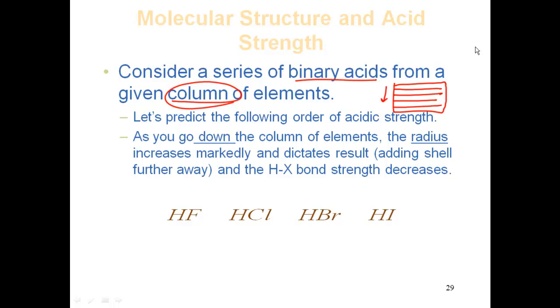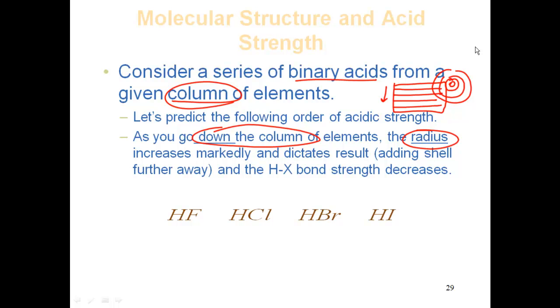Well, electronegativity is not changing as much going down the periodic table. It changes by a smaller increment compared to the size that you get by adding a whole shell every time you go down, following a column. You're just getting bigger as you go down that periodic table. So what's going to matter going down the column is that radius. It's increasing markedly and dictates the result, more so than the electronegativity.